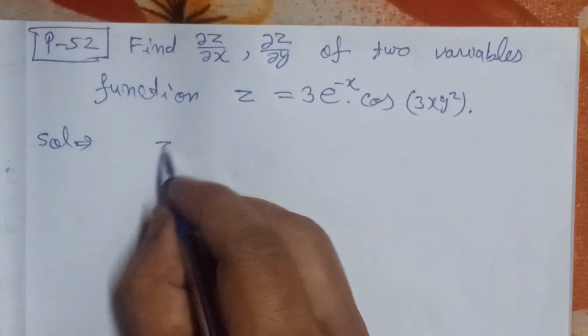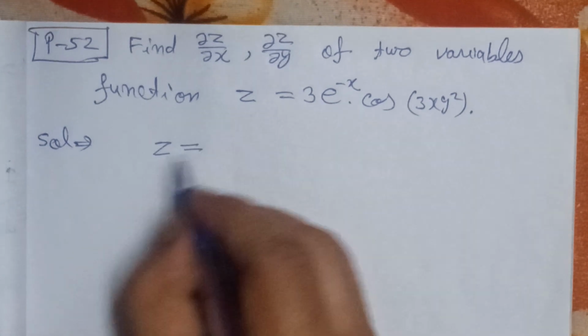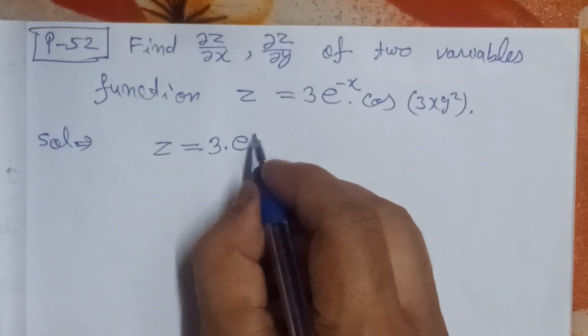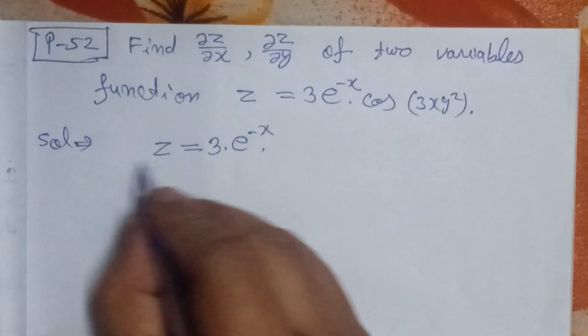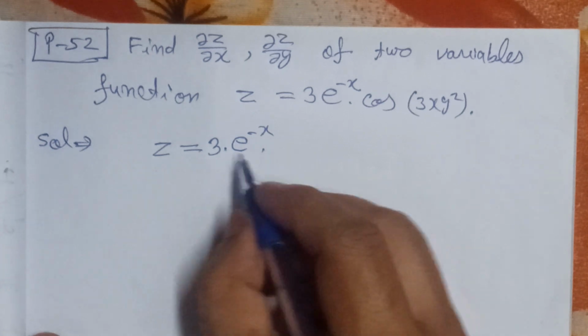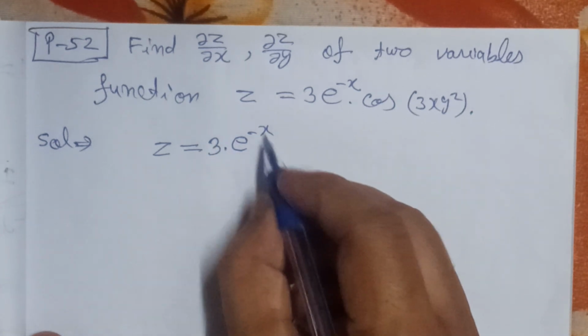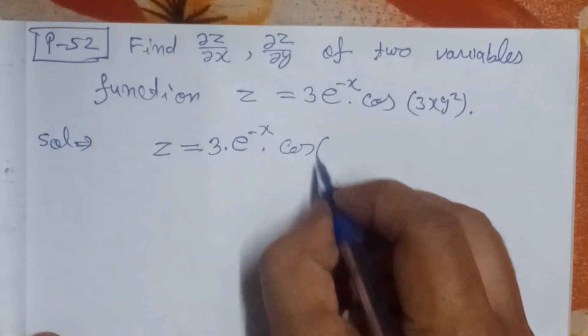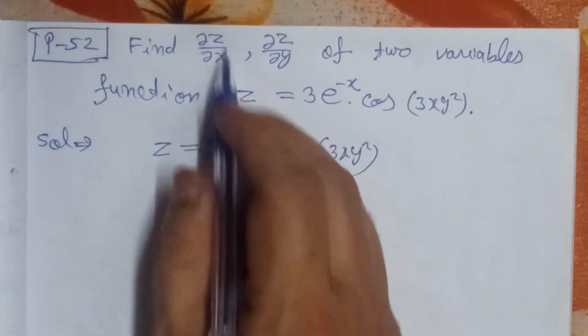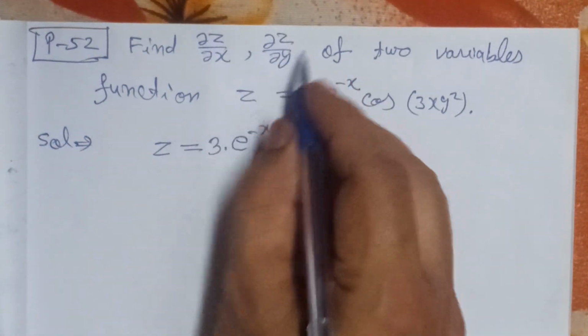We are given that z is the dependent variable, and there are two independent variables x and y, and z is a function of x and y, which is 3e^(-x) cos(3xy²). We have to find the value of ∂z/∂x and ∂z/∂y.